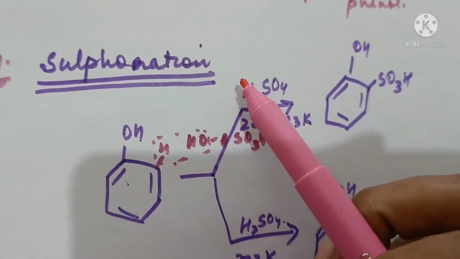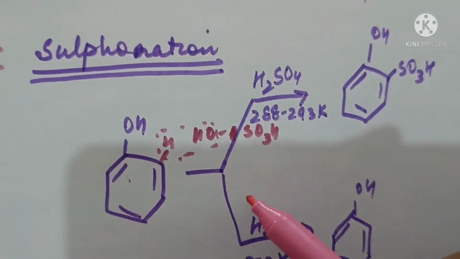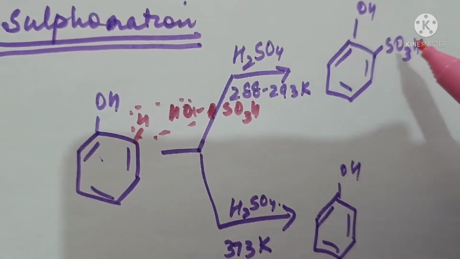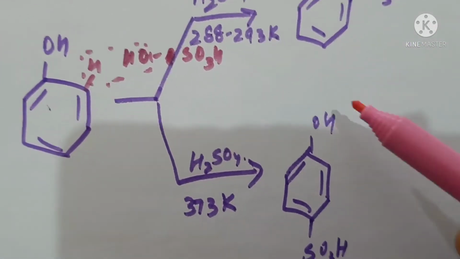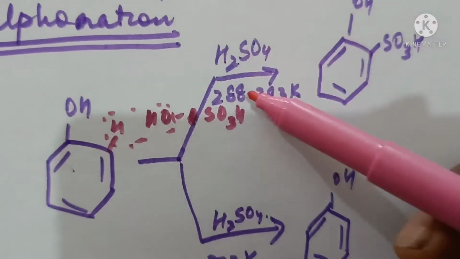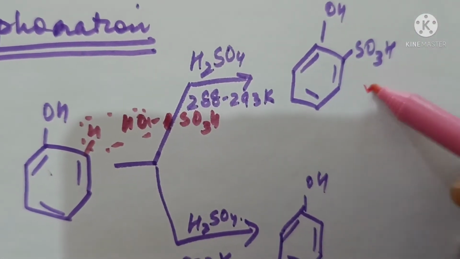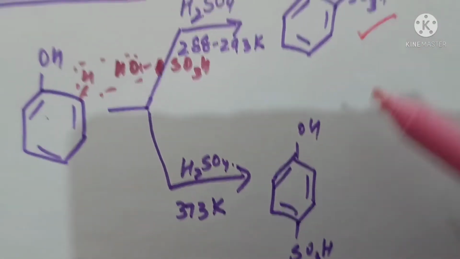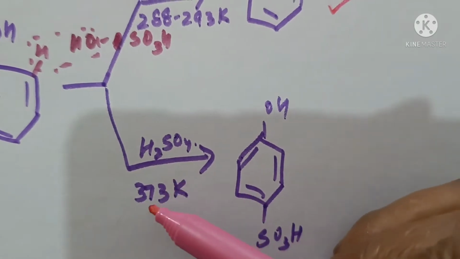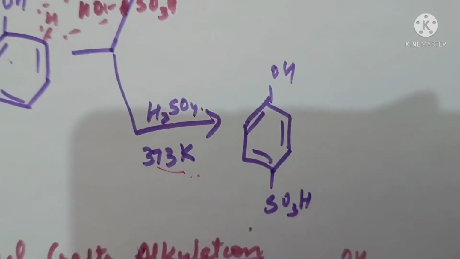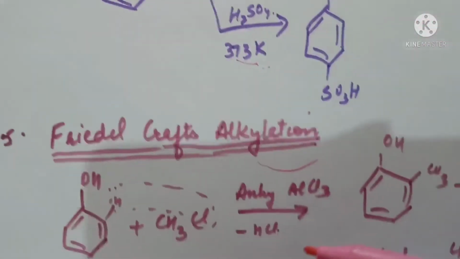Next reaction is the sulfonation reaction. When we react phenol with sulfuric acid, a mixture of ortho-hydroxy benzene sulfonic acid and para-hydroxy benzene sulfonic acid is formed. At lower temperature, the ortho product is the major product, and at higher temperature of 373 Kelvin, the para isomer predominates. So this was sulfonation.